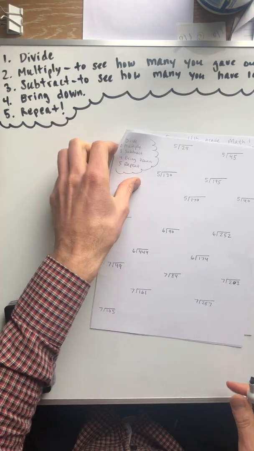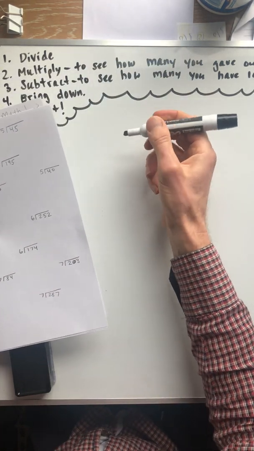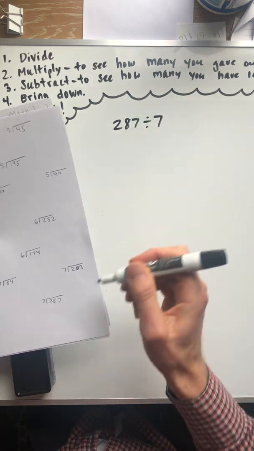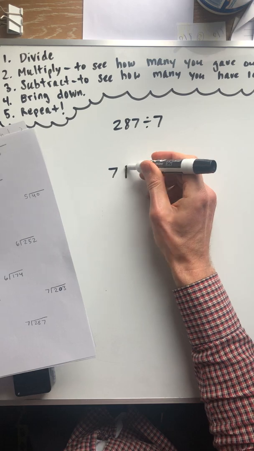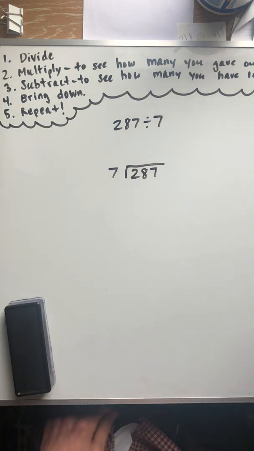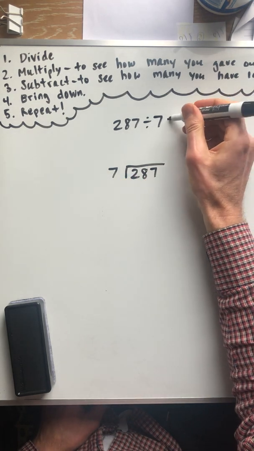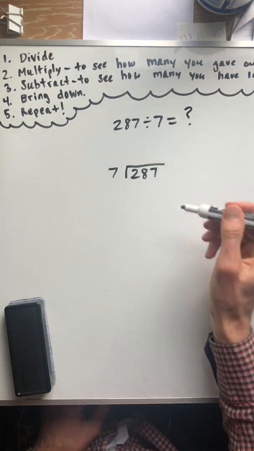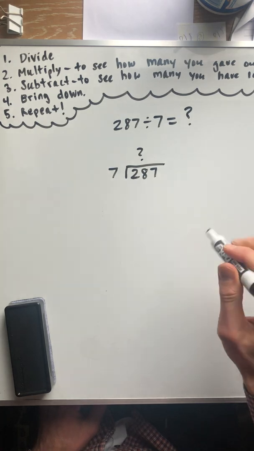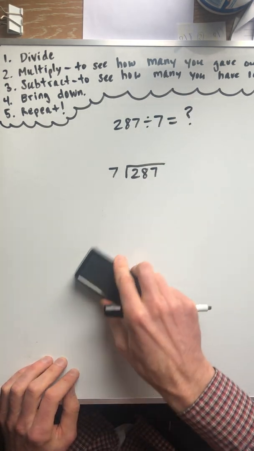287 divided by 7, which looks like this. It also looks like this. It's the same thing. Either way, we have to divide 287 by 7, or ask, 7 times what equals 287? So we've got to figure that out. Let's figure it out.